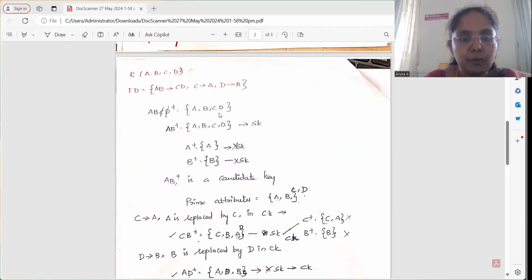Similarly, I have given one more example. You can work this one out. Relation R(A, B, C, D), with functional dependencies AB tends to CD, C tends to A, D tends to B. So you can work out this one.